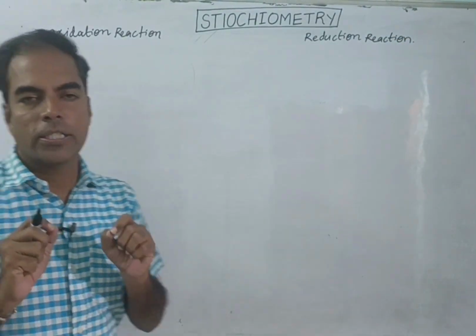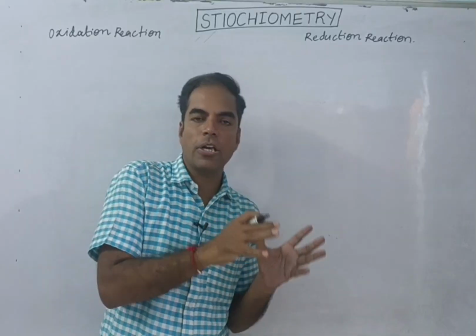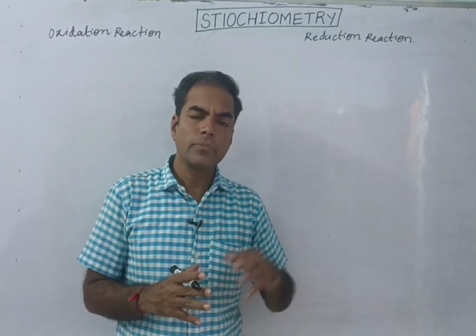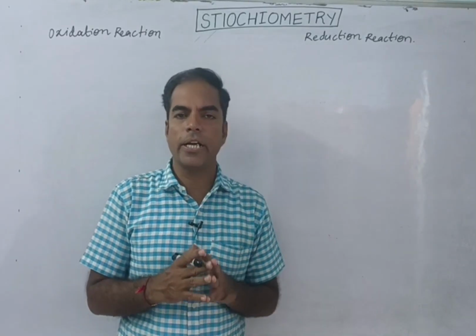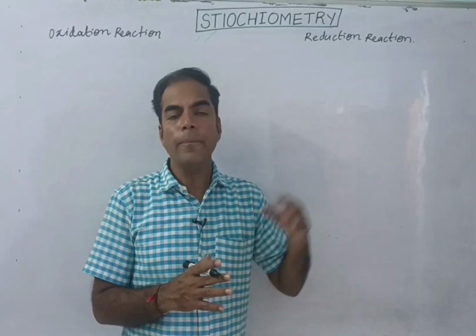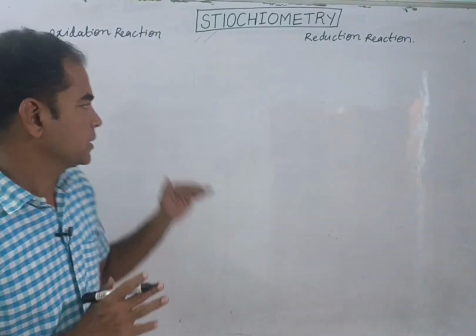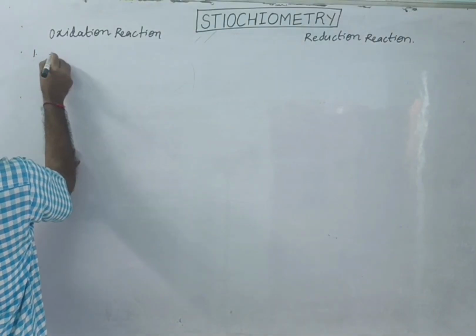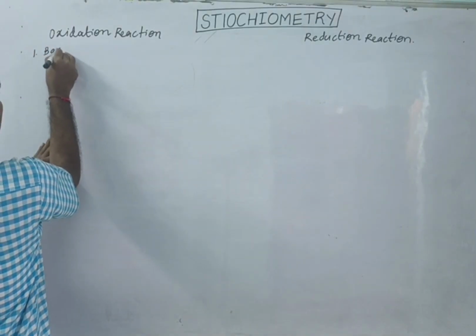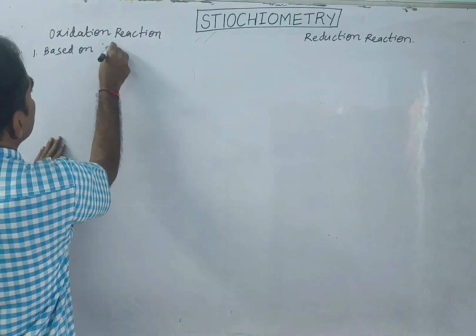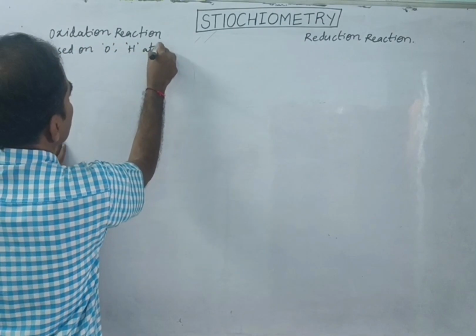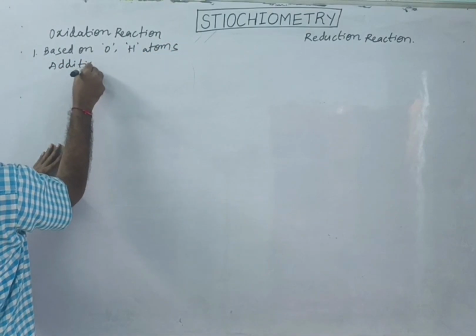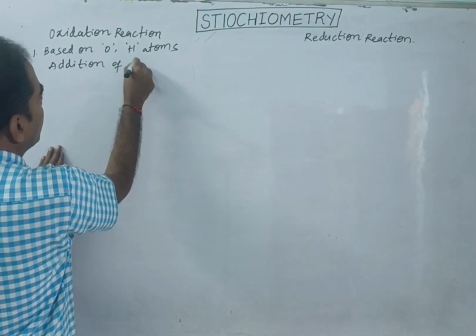Simply remember, in lower standard classes we discussed that addition of oxygen is called oxidation, or removal of hydrogen is called oxidation. Reduction is addition of hydrogen, or removal of oxygen atom is a reduction reaction. In lower classes we discussed this based on oxygen and hydrogen atoms, simply addition of oxygen atoms.